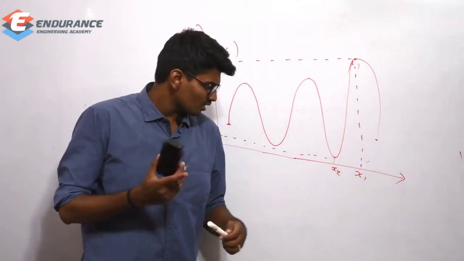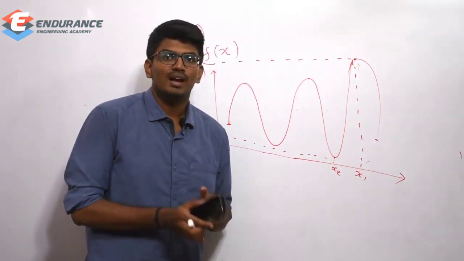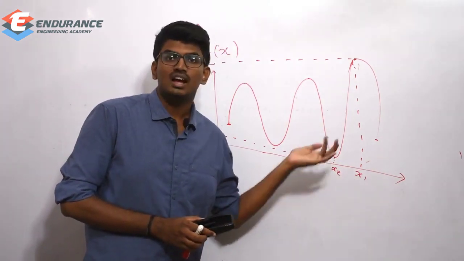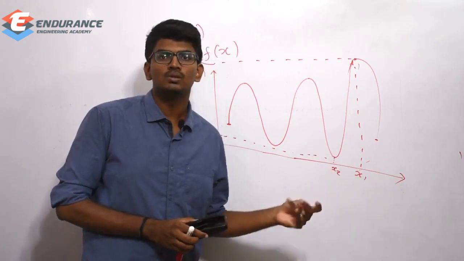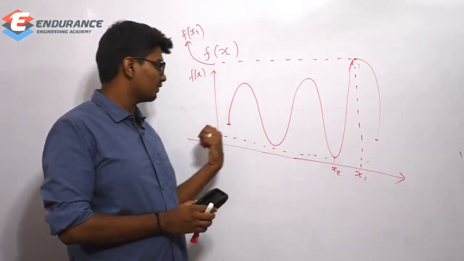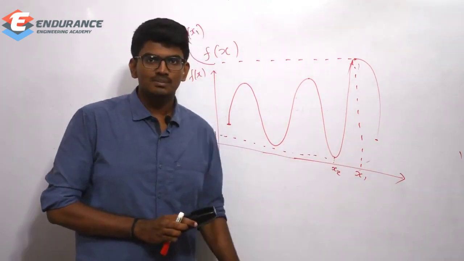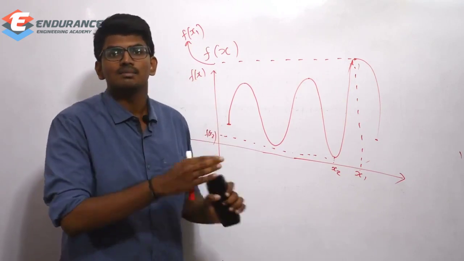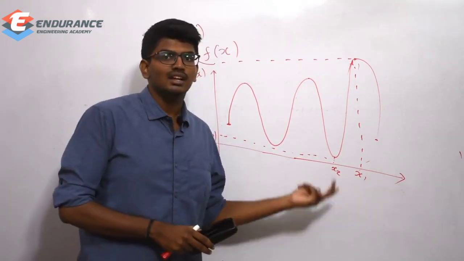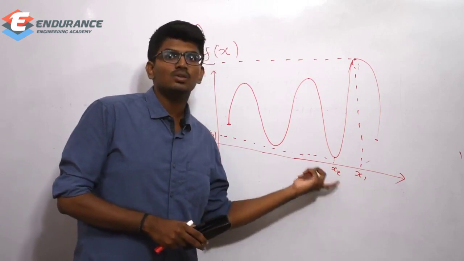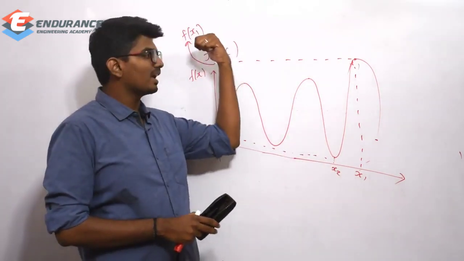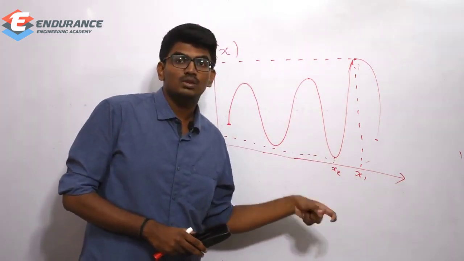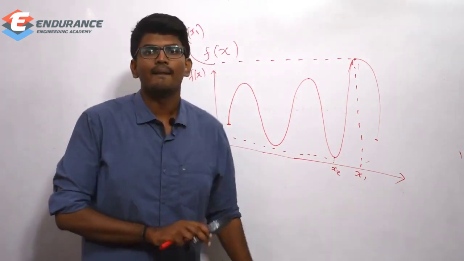So if they ask you maxima and minima, then you need to find x values. If they ask you maximum value and minimum value, then you need to find the corresponding f of x value. If they ask maxima or minima, it means x. That is, the x value corresponding to maximum f of x will be my maxima, and the x value corresponding to minimum f of x will be my minima.